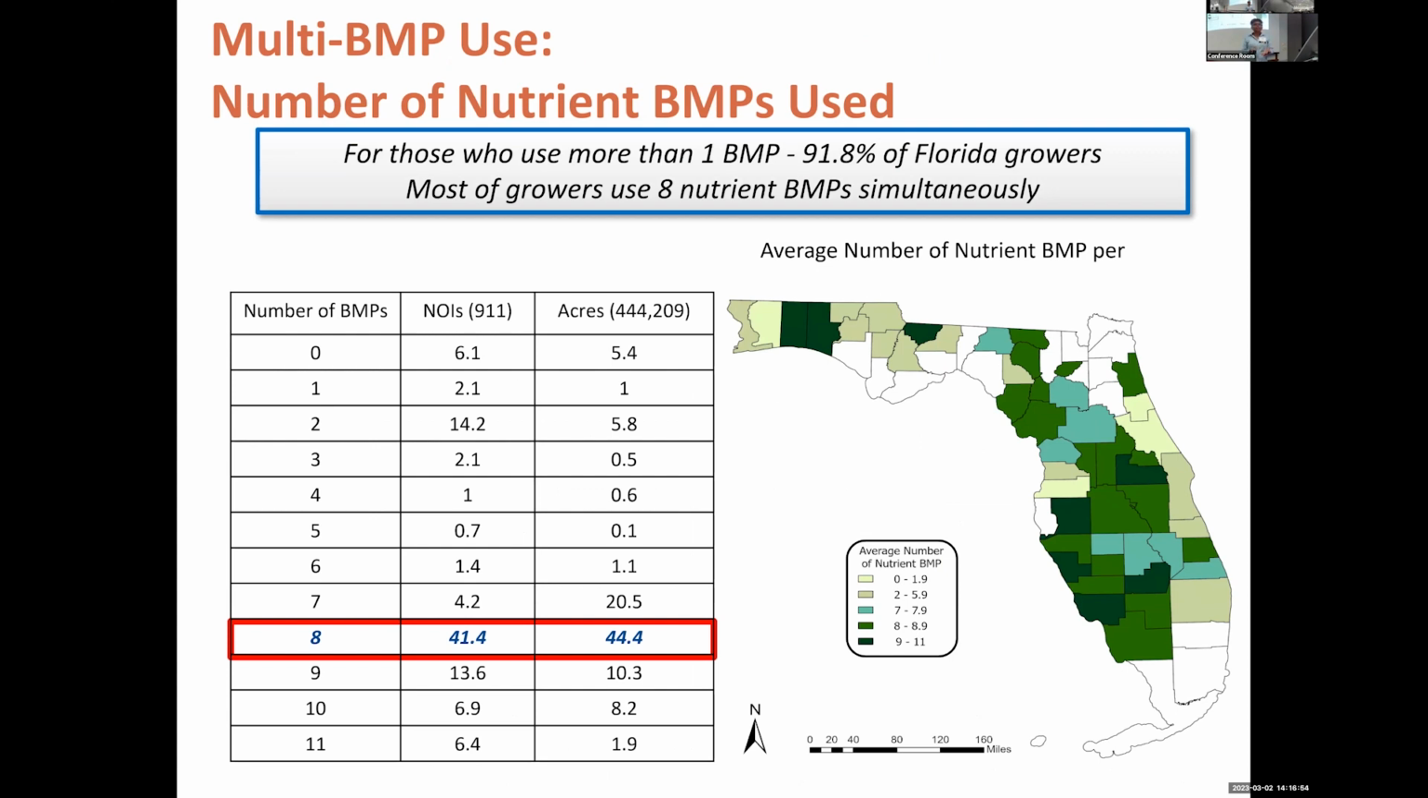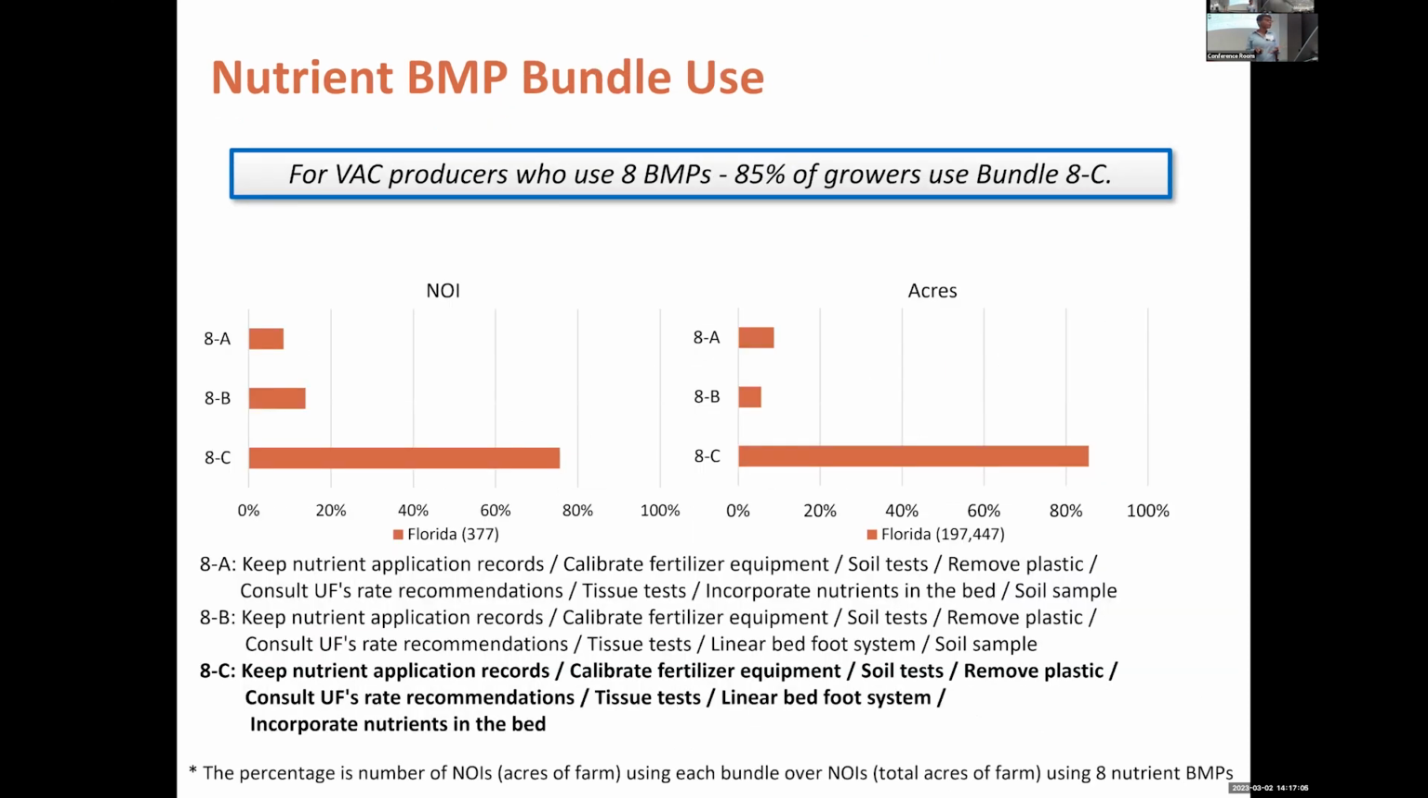So 8 practices are widely used by over 40% of the sample. And again, here's a distribution. Can we then find bundles in these 8? And we can. Keeping nutrient application records and calibrating fertilizer equipment should not be an additional cost to growers. Those 2, then soil tests, removing plastic, using IFAS recommendations, tissue tests, linear bed foot systems, and incorporating in the bed.